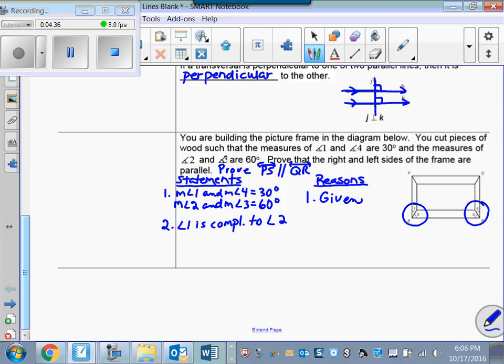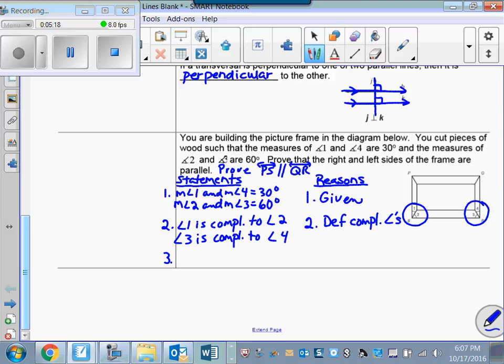I'm going to go on down here and I'm going to say angle 3 is complementary to angle 4. And how do I know that? Well, that's the definition of complementary angles. Angles whose sum is 90 degrees, and that's given to me. I mean, I guess you could put a step in here where you say the measure of angle 1 plus the measure of angle 2 is 90 degrees, and the same thing for the other side, but I think it's okay to leave it out. If you don't feel comfortable leaving it out, then by all means put that step in there.